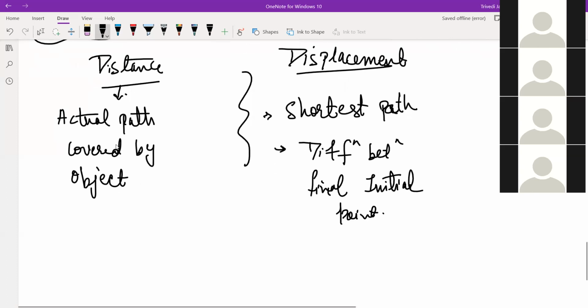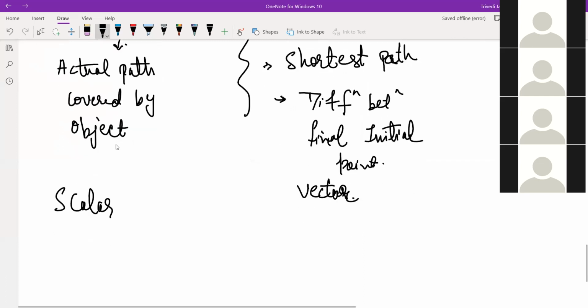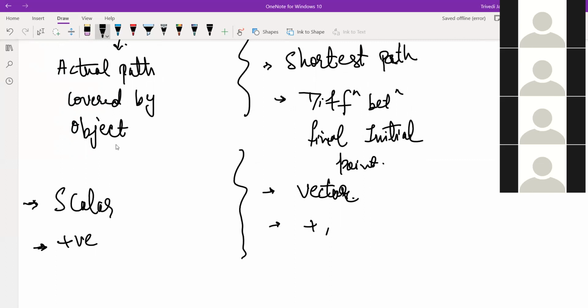Okay. Now, which one is a scalar quantity? Which one is a vector quantity? Distance is scalar and displacement is vector. If it is scalar, that means it will always be positive. Only magnitude, and it can never be zero. But displacement can be positive, negative, or zero.